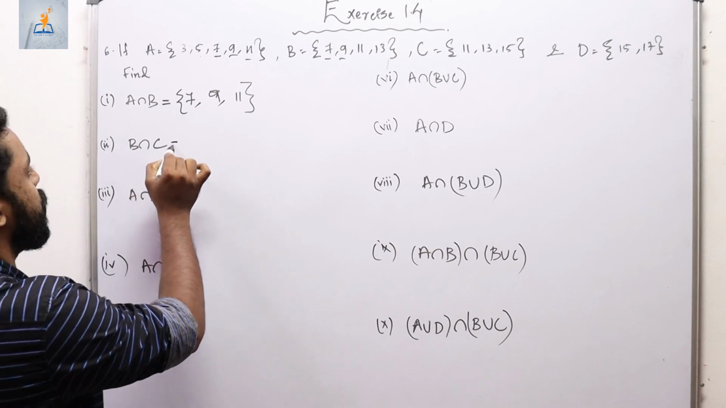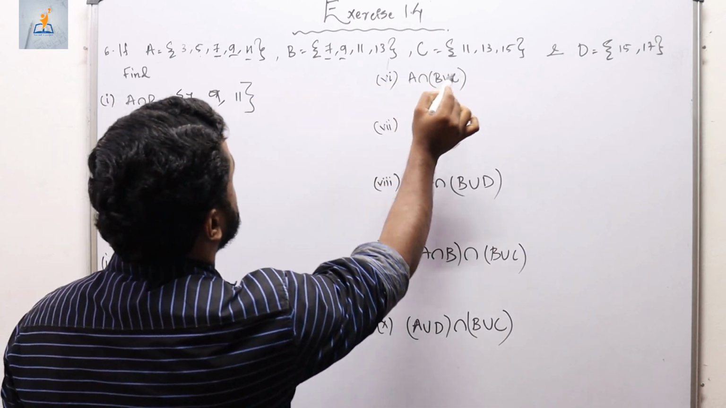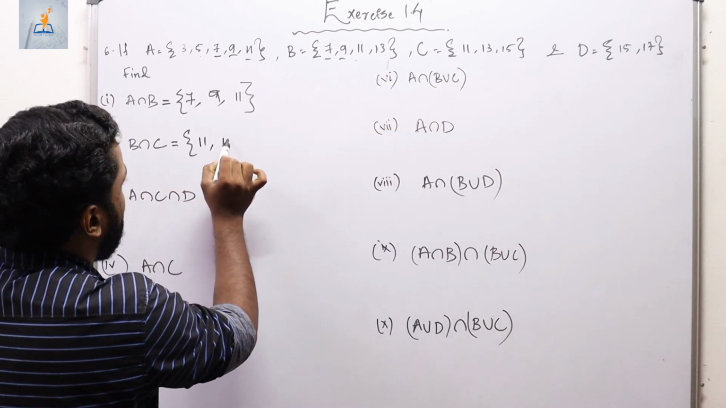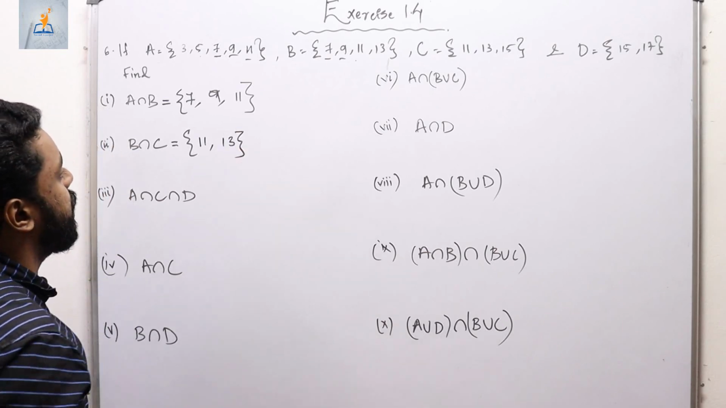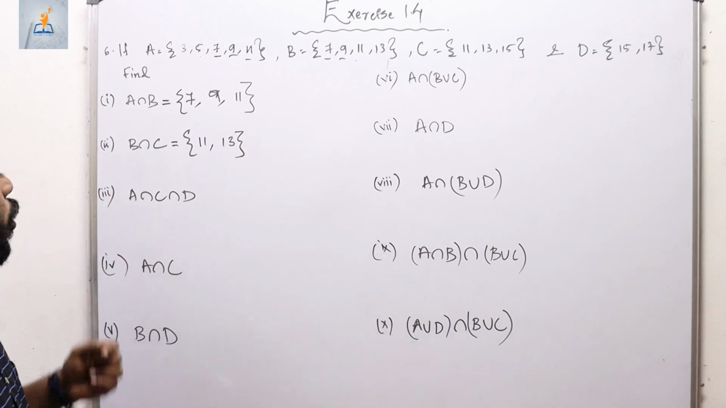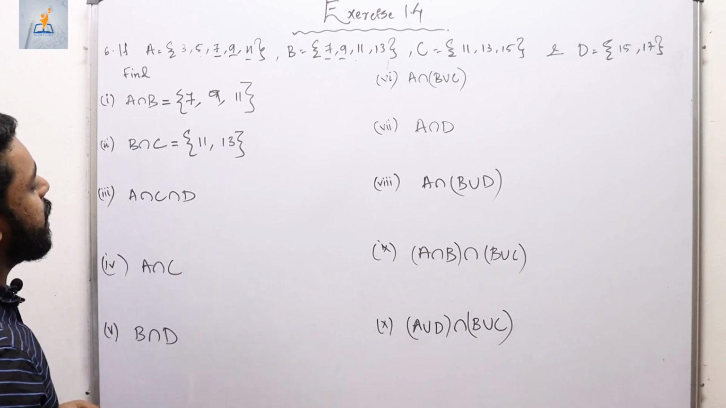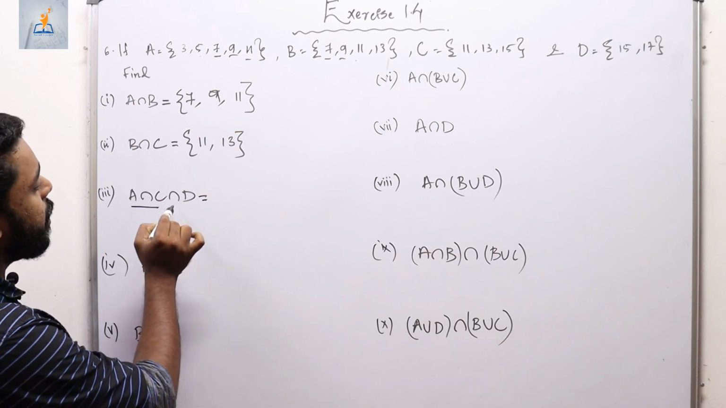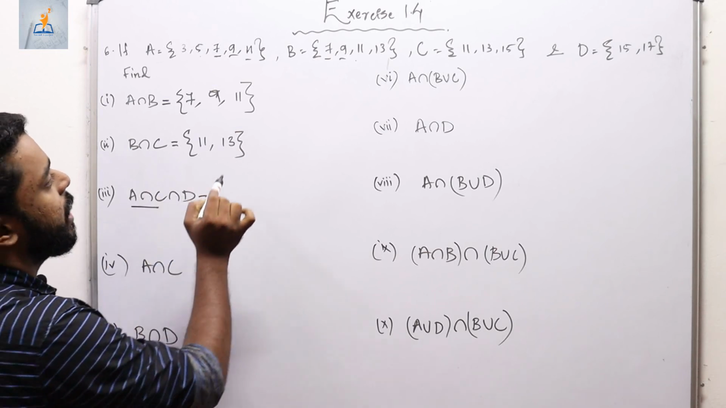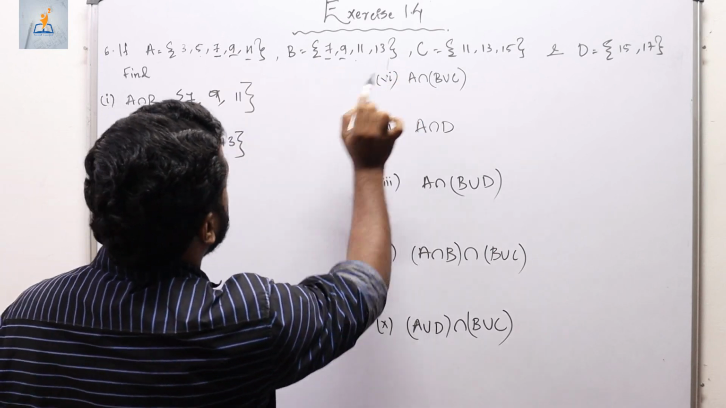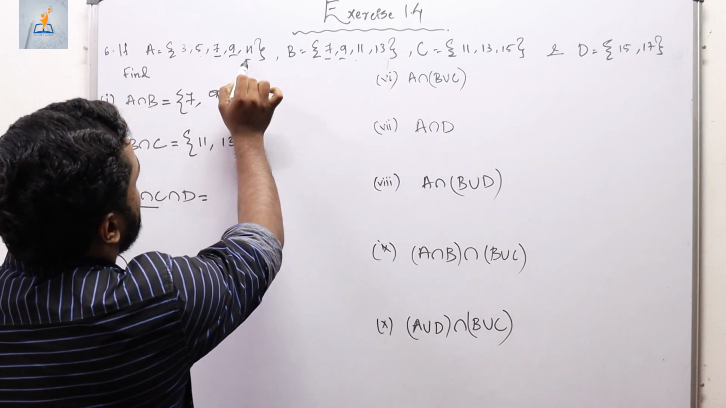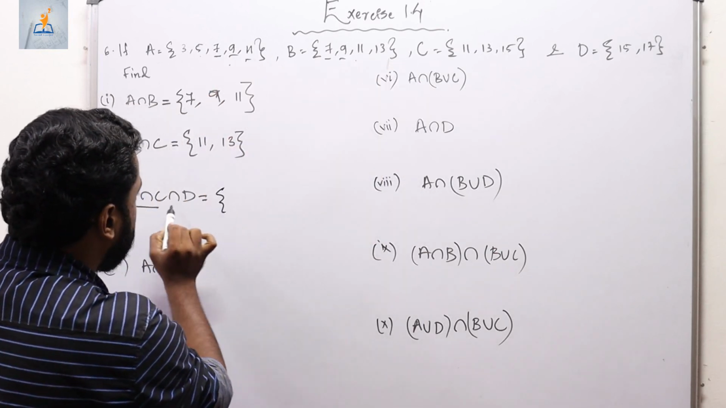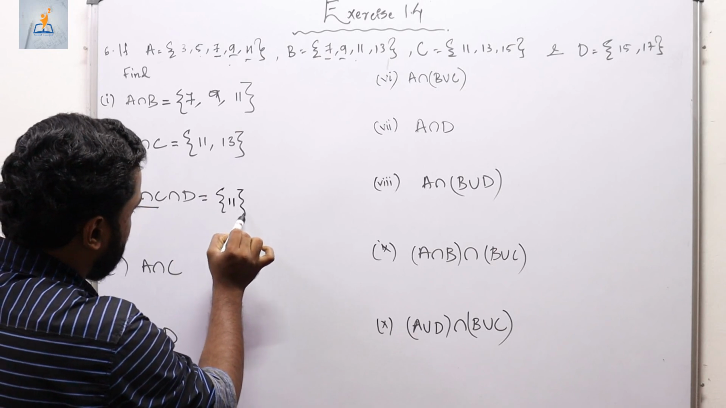Coming on to B intersection C, we can observe B and C. We can see that 11 is common and 13 is common, so 11 and 13 will be in the set B intersection C. Now we shall move on to A intersection C intersection D. First of all, we have to find A intersection C. Then we can take the intersection with D. A intersection C: look into A and C. We can see that 11 is the only element which is common to A and C. So A intersection C is nothing but {11}.